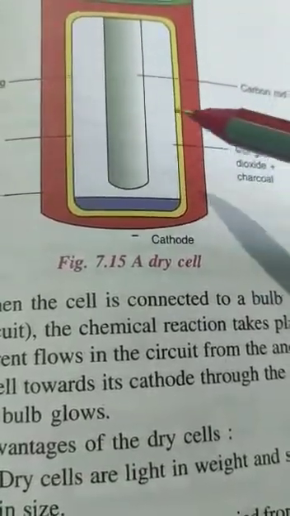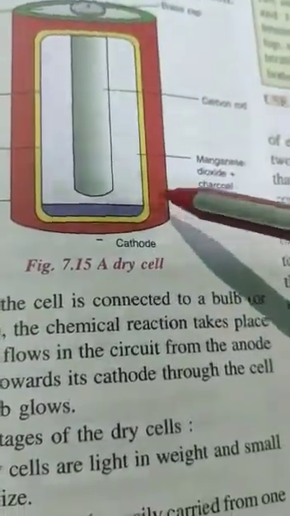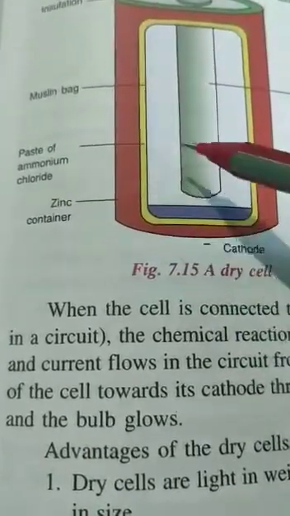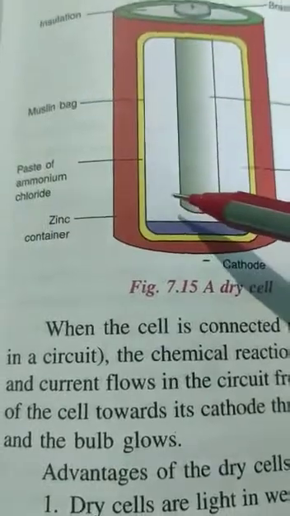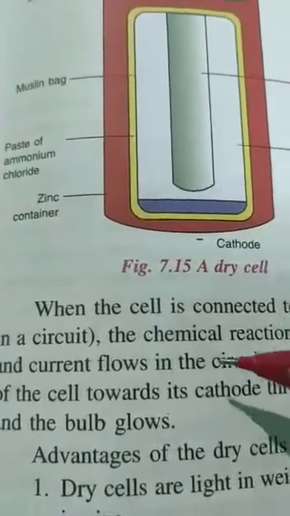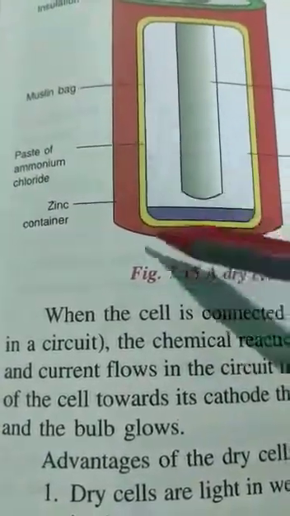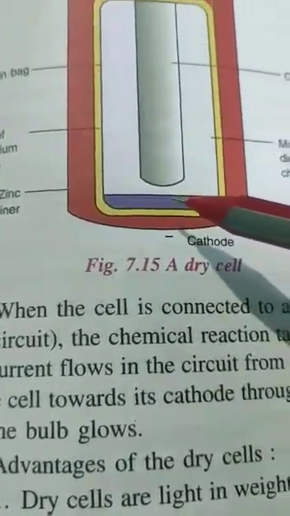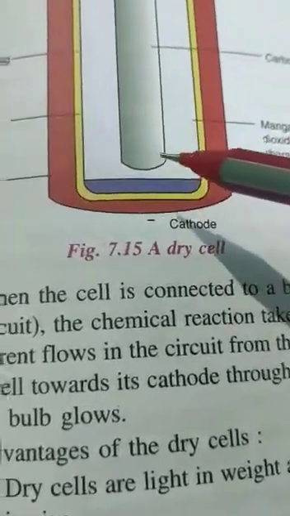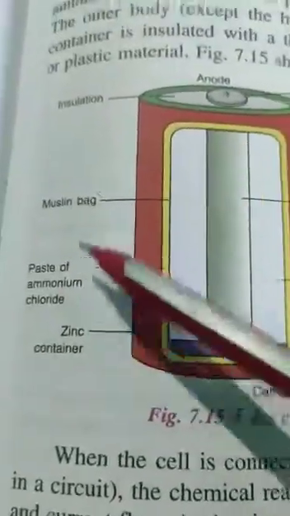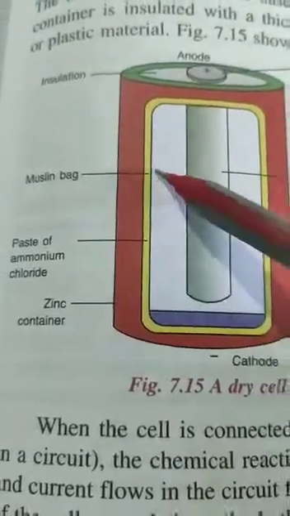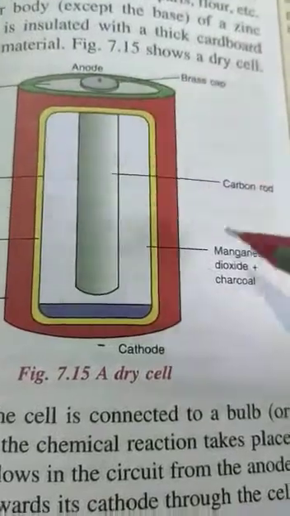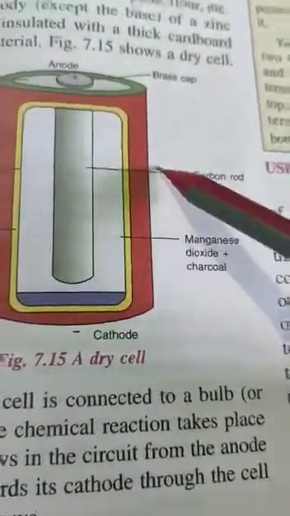The rod is surrounded by a mixture of manganese dioxide and charcoal in a muslin bag. The electrolyte used is mostly a paste of ammonium chloride, plaster of Paris, flour, etc. The outer body except the base of the zinc container is insulated with thick cardboard or a plastic material. You can see this insulation. This is the muslin bag, paste of ammonium chloride. This is the zinc container. This is a brass cap, manganese dioxide plus charcoal and carbon rod.